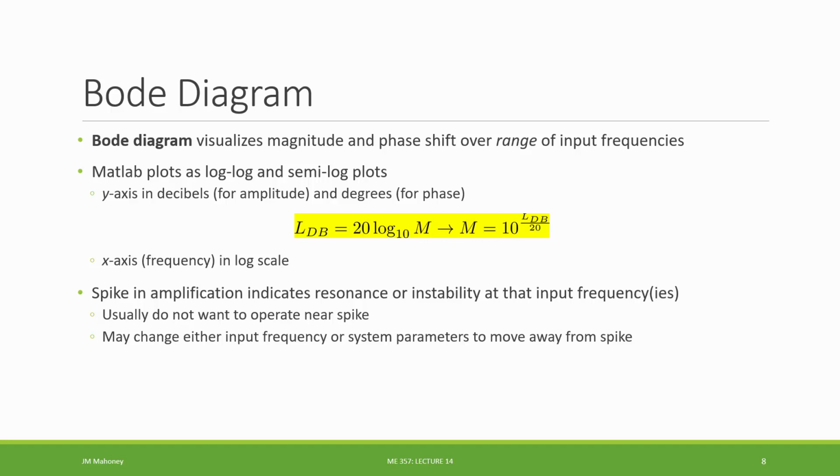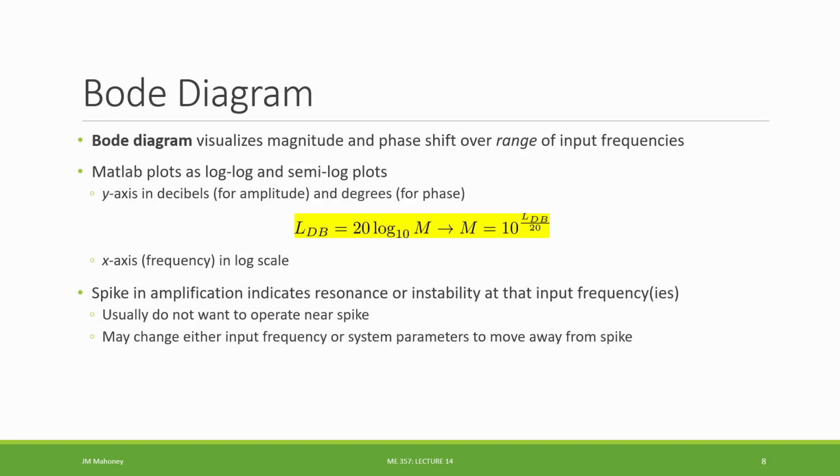Sometimes what we'll see as we get into second order and higher systems typically is that the magnitude or the amplification is going to have a spike or maybe multiple spikes along the range of frequencies. And what this is going to mean is that if we are operating at or near that frequency with our input, we're going to have a very large output amplitude. And typically we want to not operate near these spikes.